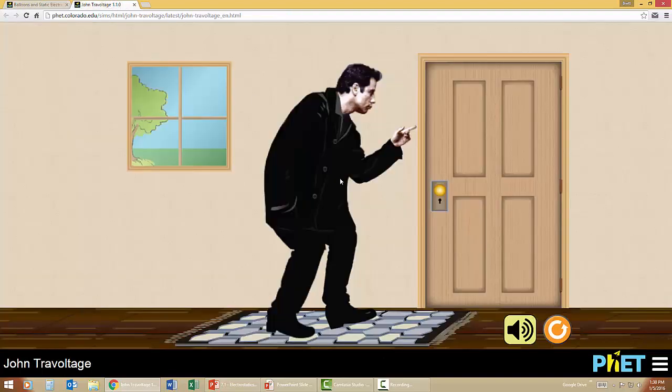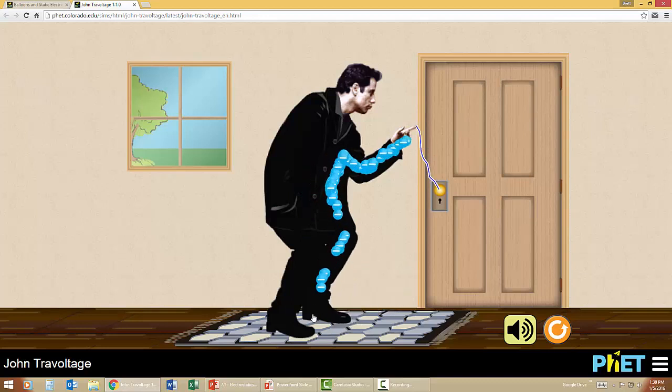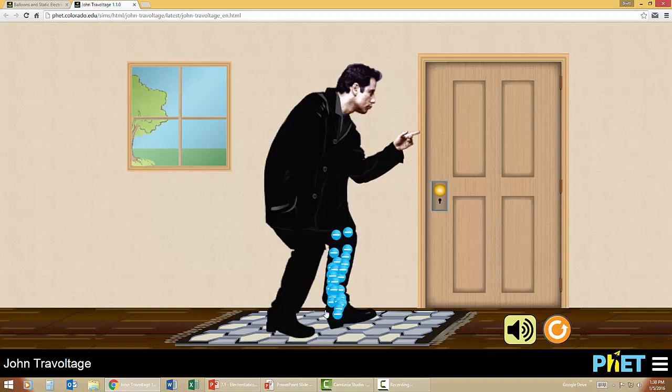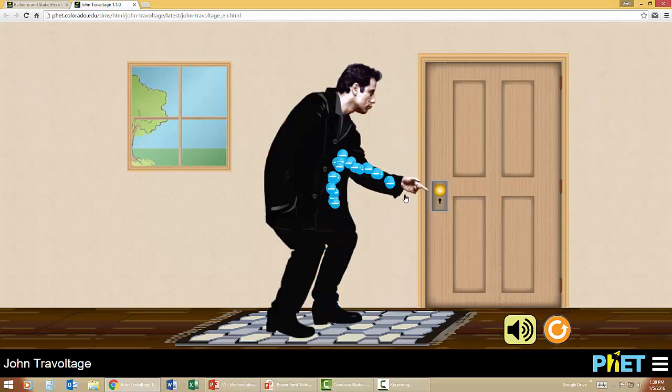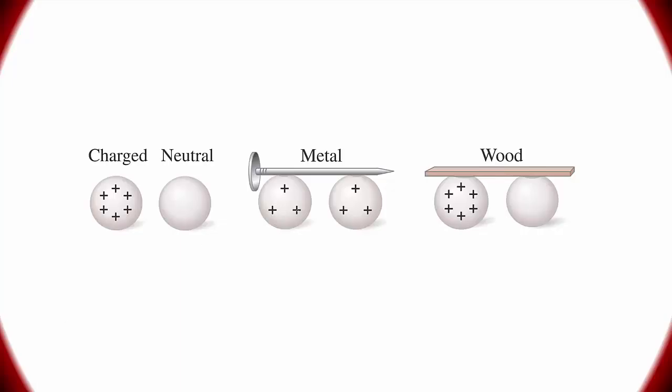This also explains why when you walk on carpet, this works better without shoes, if you just have socks on, then you can get shocked when you touch metal. You are taking electrons from the carpet, and those electrons like to jump somewhere. Alright, so those are the basics of charge.